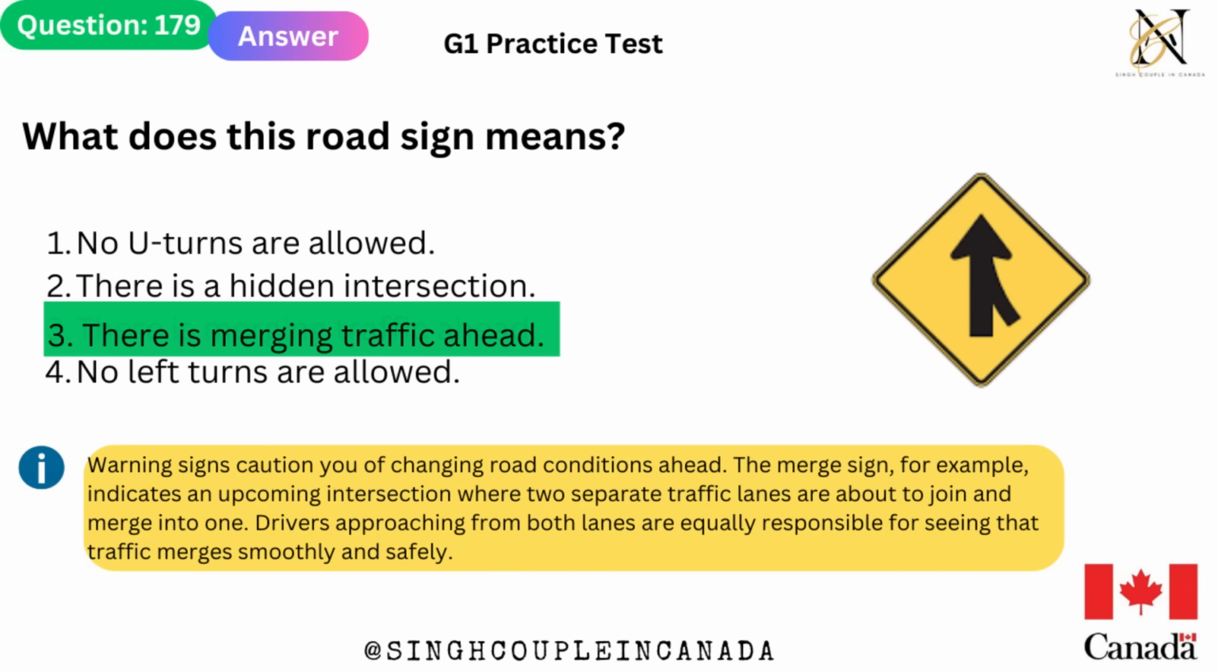Warning signs caution you of changing road conditions ahead. The merge sign, for example, indicates an upcoming intersection where 2 separate traffic lanes are about to join and merge into one. Drivers approaching from both lanes are equally responsible for seeing that traffic merges smoothly and safely.